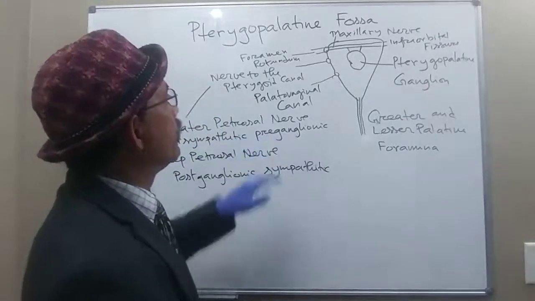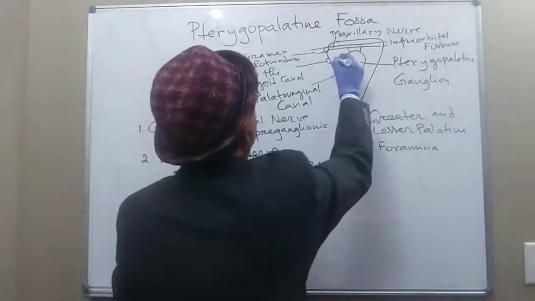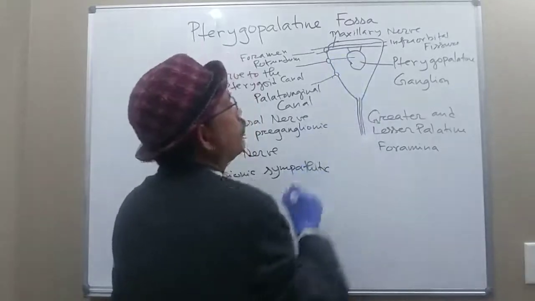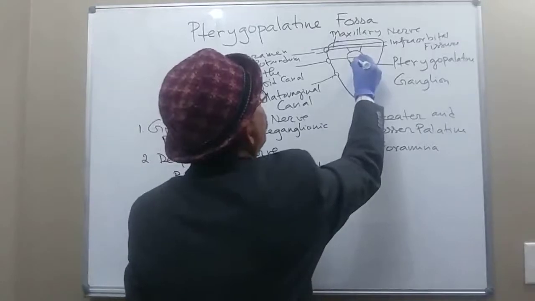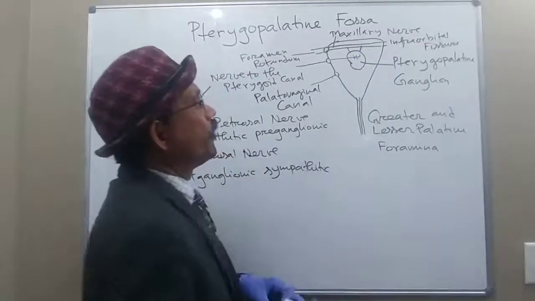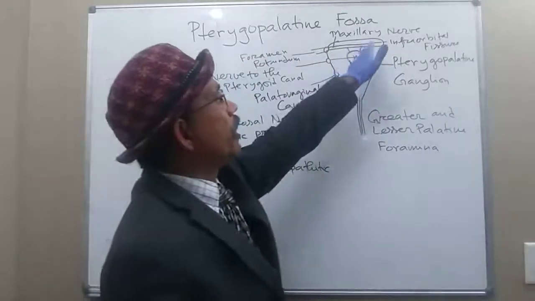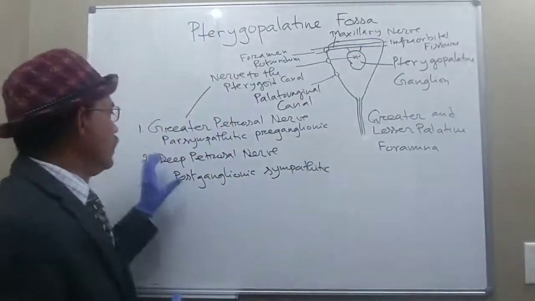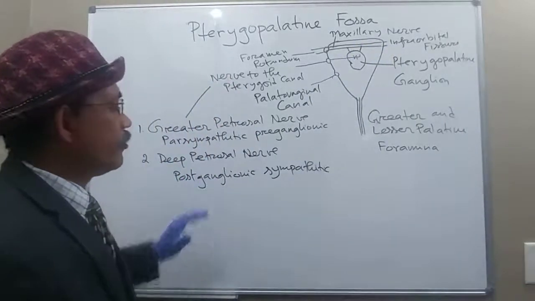So this is parasympathetic preganglionic. It goes to the pterygopalatine ganglion. There will be a synapse here. Then we'll get the postganglionic fiber. Those fibers will be distributed through the branches of the maxillary nerve. Okay. Deep petrosal nerve: this is postganglionic.